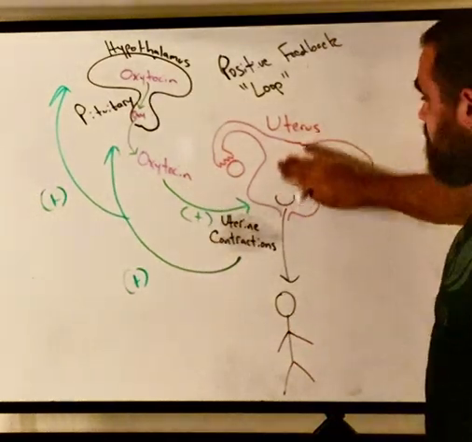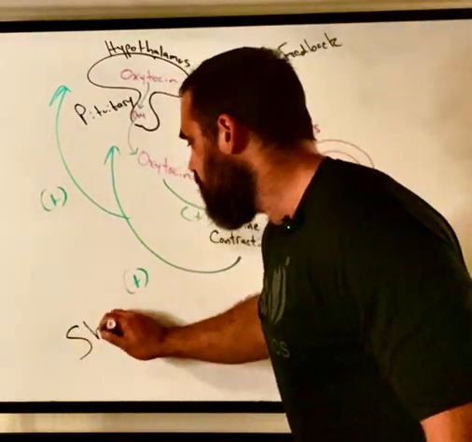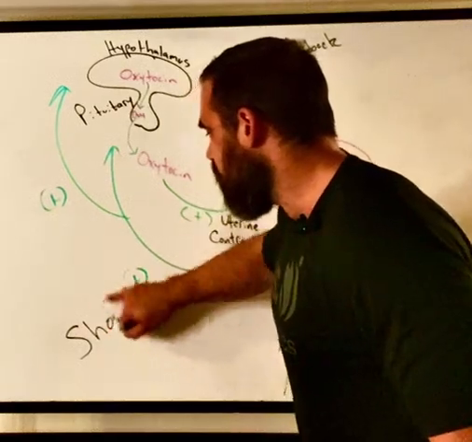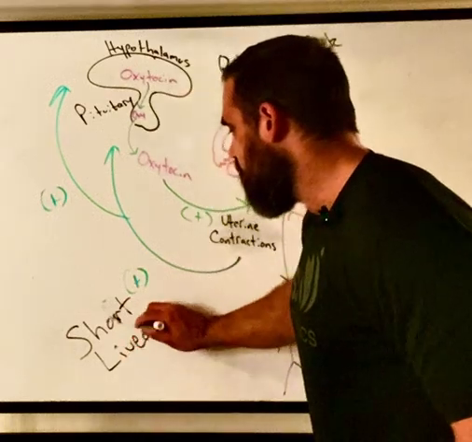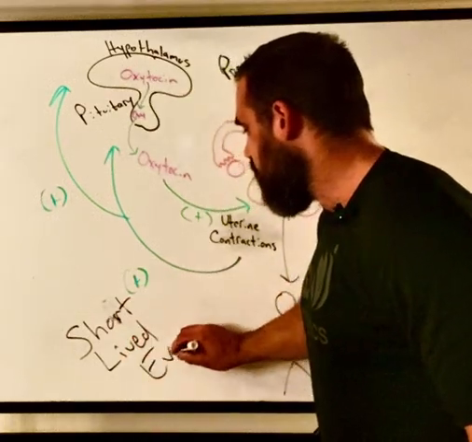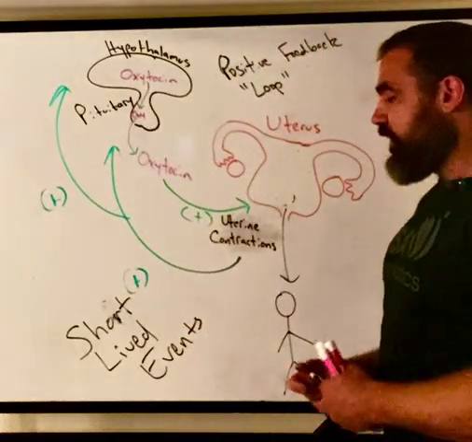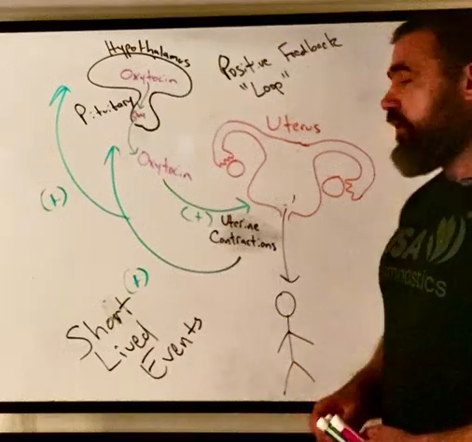So that's why I call this a short-lived event. So these positive feedback loops are short-lived events. Another example is blood clotting. Once the blood clots, there's a blood clot in place and the bleeding stops, then it turns off, right? You don't want to keep clotting your blood.